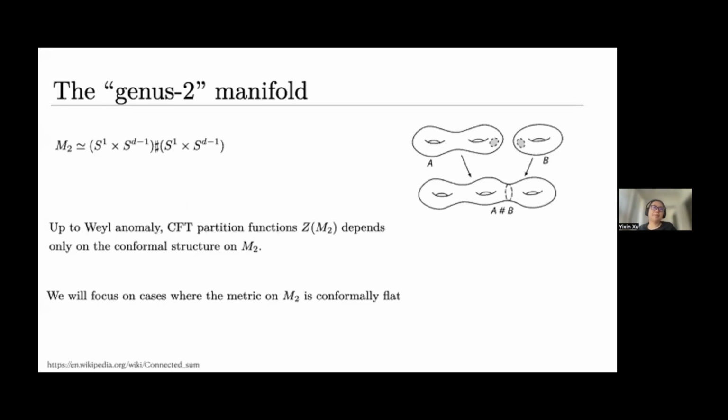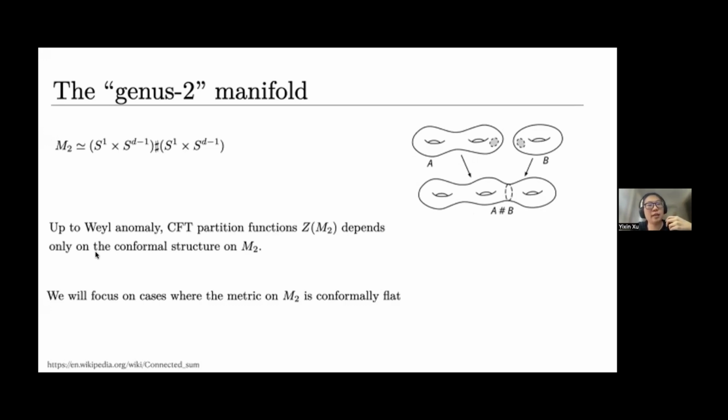Okay, so let's start by explaining what a genus-2 manifold is in D greater than or equal to 2. In D greater than or equal to 2, we define the genus-2 manifold as a connected sum of two S1 times S^(D-1). If I have two D-dimensional manifolds A and B, taking their connected sum basically means removing a D-dimensional ball from both A and B, then gluing the boundary spheres together as illustrated in the right figure. And you can convince yourself that in 2D, this construction does reproduce a familiar genus-2 surface.